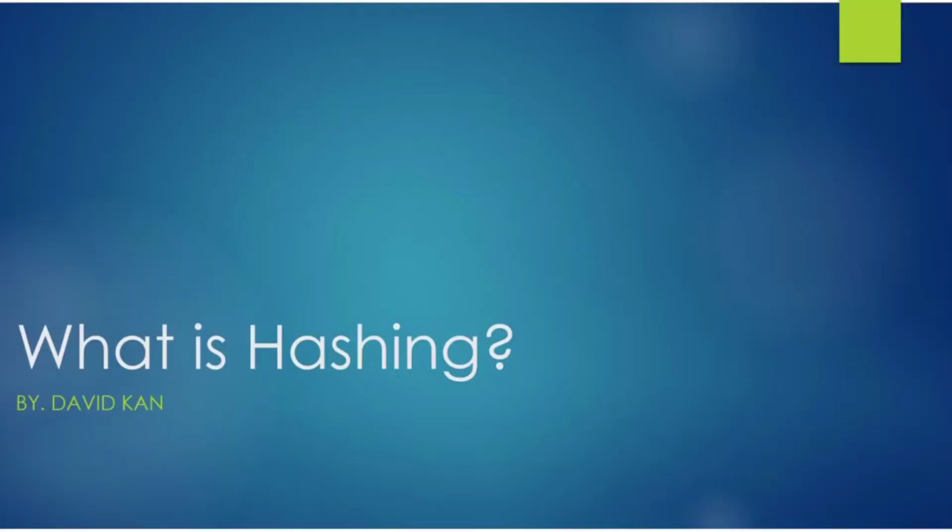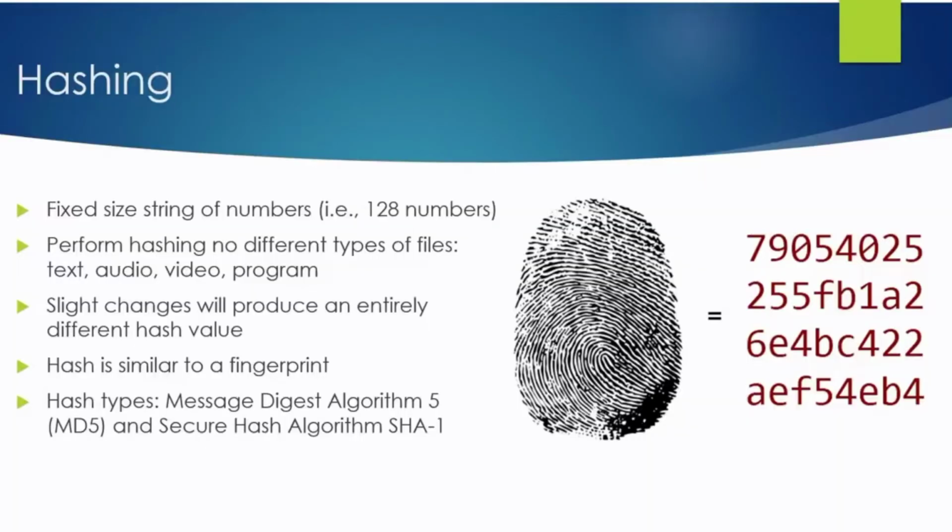For this lesson, I'm going to cover what is hashing. A hash is a fixed size string of numbers, for example, 128 numbers. A hashing function can take any file, such as a text, audio, video, program, etc., and produce a unique hash based on that file. The resulting hash is a string of numbers unique to that file. Even a small change in the file will produce an entirely different hash value.